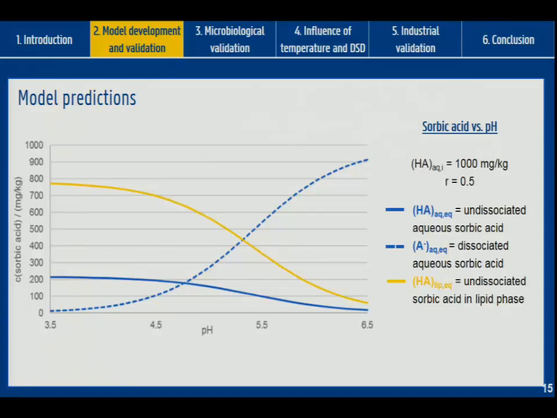What is the behavior of sorbic acid when pH is the variable? On the x-axis, it is the pH. On the y-axis, there are different forms of sorbic acid. At pH 3.5, where most of the acid is protonated or undissociated, most of the acid is in the oil phase. Why? Because it is able to partition. As pH increases, the concentration of the protonated form decreases. Why? Well, because the concentration of the dissociated form increases.